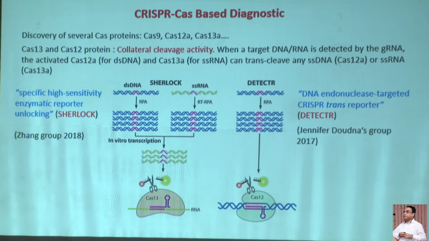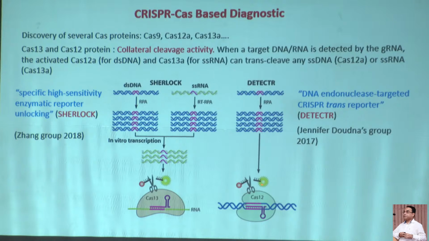So utilizing that collateral damage activity, the diagnostics has been developed. There are two methods of diagnostics: Sarlog-based diagnostics and vector-based diagnostics. In this case, first we again use the RPA-based method to pre-amplify the viral genome, and then we use Cas13 or Cas12a. When they bind, they cause this collateral damage activity on a single-stranded DNA molecule.